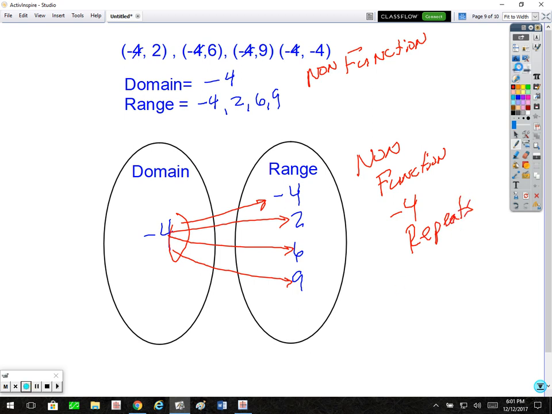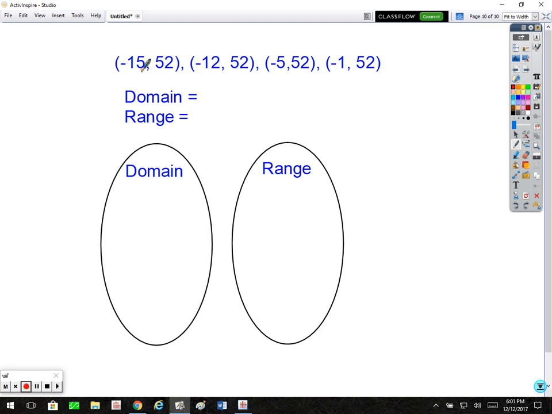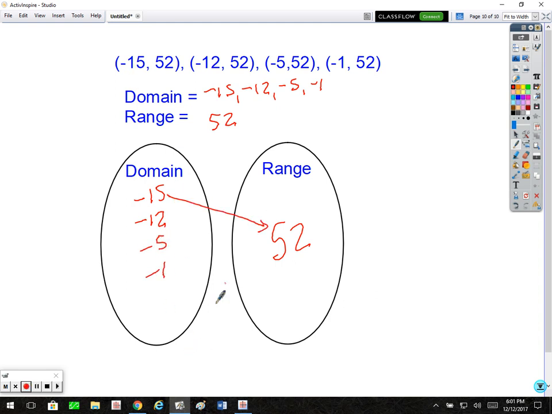Okay? Let's try the next one. The domain here, if we put them in order, I think I already put them in order. -15, -12, -5, -1. Well, my range, they're all the same number. This is an easy one. We'll just put the 52 right here, and then we'll start writing our domains. -15, -12, -5, -1. The -15 is paired with 52. -12 is paired with 52. -5 is paired with 52. And -1 is paired with 52.